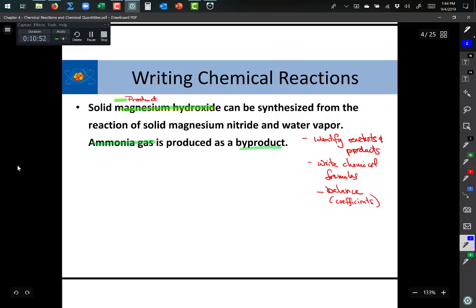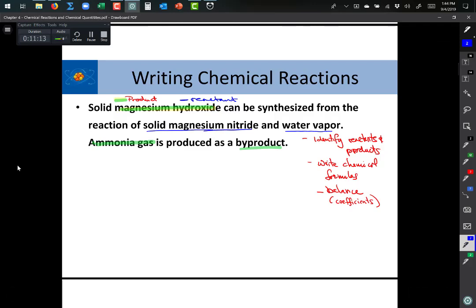Okay, so then what else do I have? I have to do my reactants, right? So my reactants will be this. So my reactants can be synthesized from, right? So that means I'm going to make it from this guy and this guy. So now we need to write the formulas.